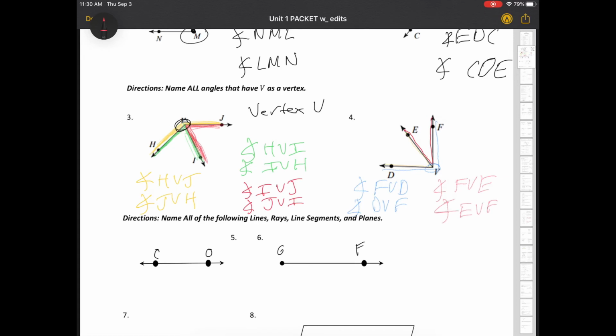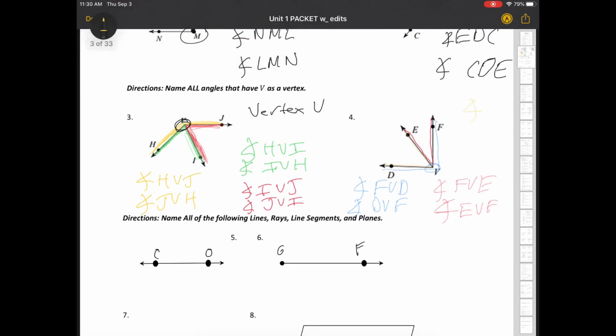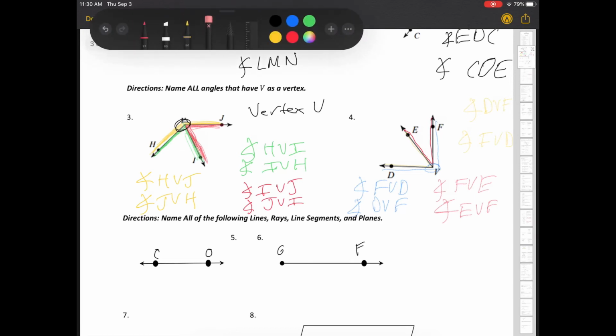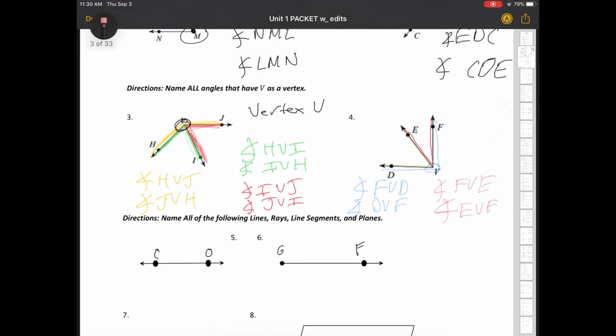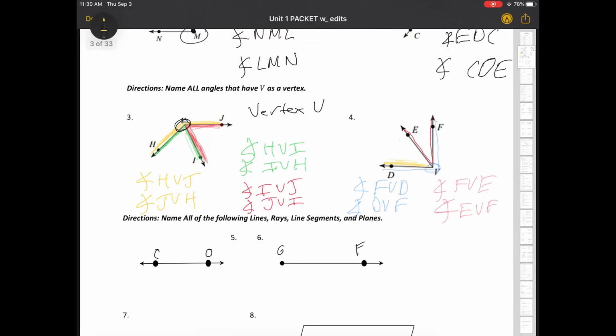And then finally, we have the big angle, which is angle DVF, or angle FVD. Oops. Made a mistake there. The yellow angle was a smaller one. It's this one here. So we're looking at this angle here. It's angle DVE or angle EVD.